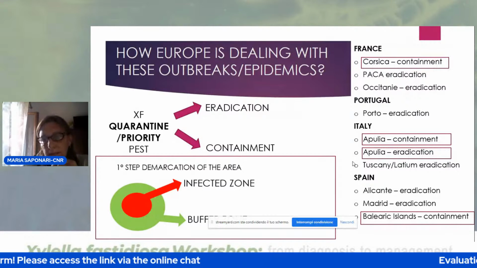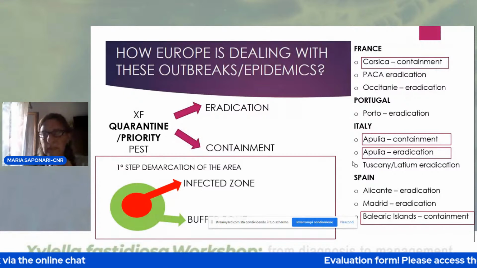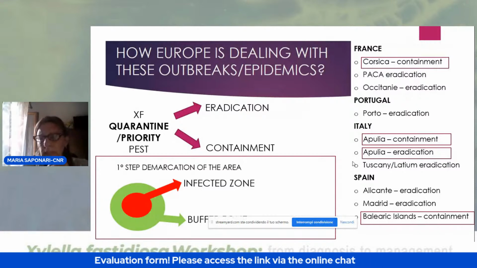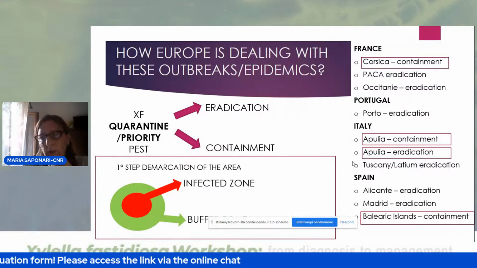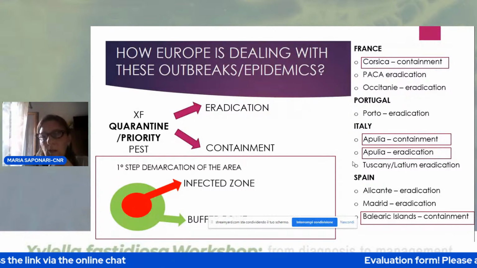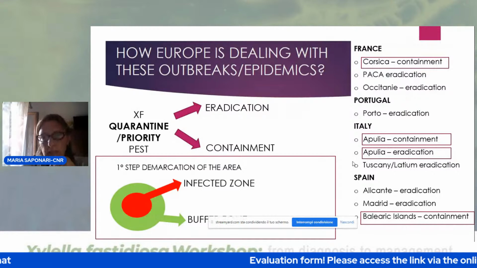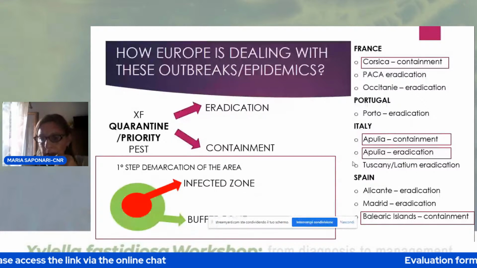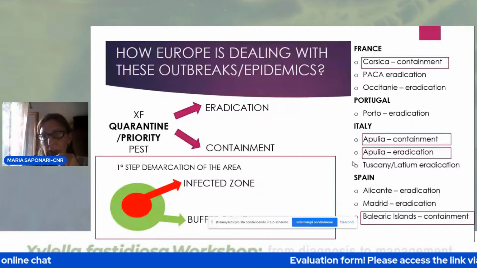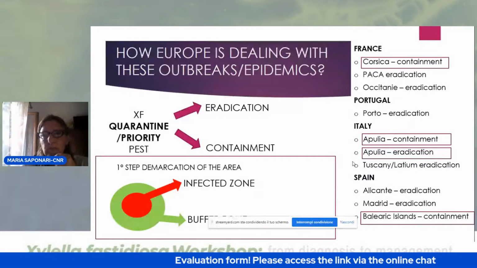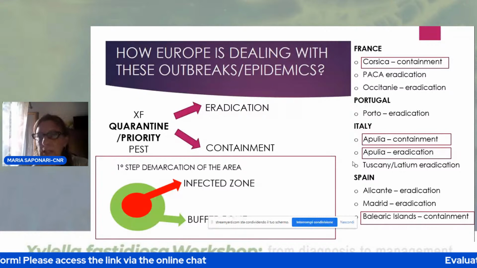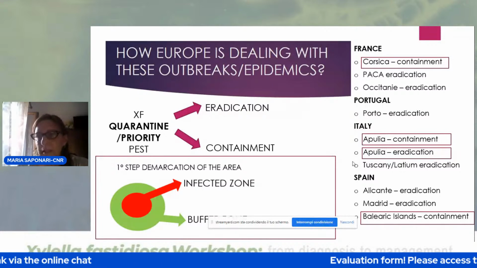And the Balearic Islands. In Italy, here in the Apulia region, you see both measures because, as I will explain better later, we have an area where only containment applies, whereas to protect the rest of the country, there is a small boundary area where eradication applies, because the aim is to protect the rest of the region and the rest of the country. Whereas in all the other areas that you see here in France, Portugal, and Spain, the eradication measure is still in place.